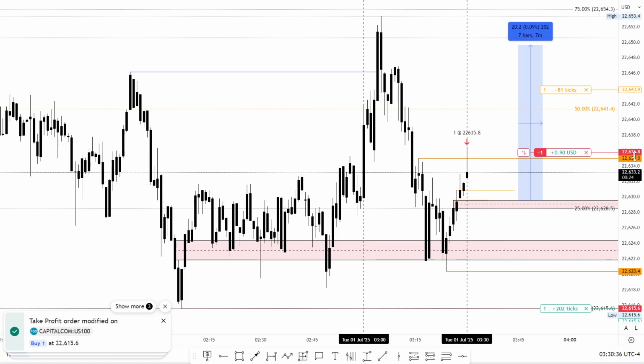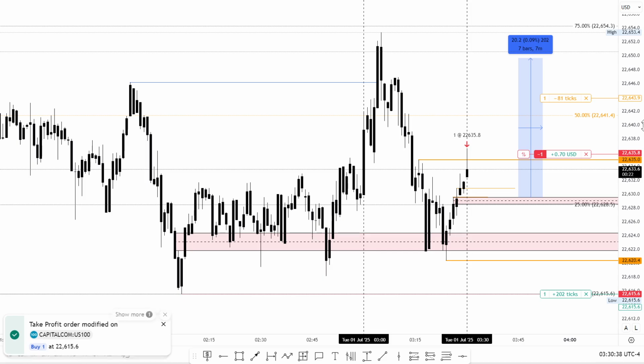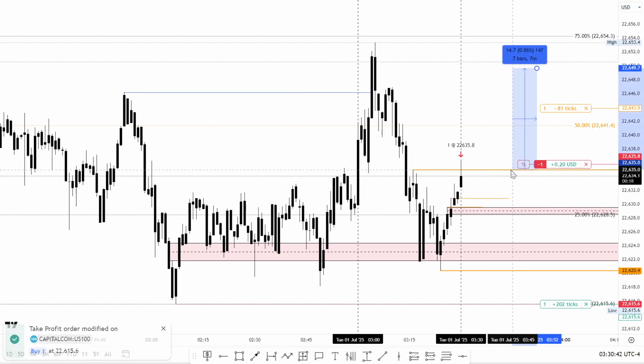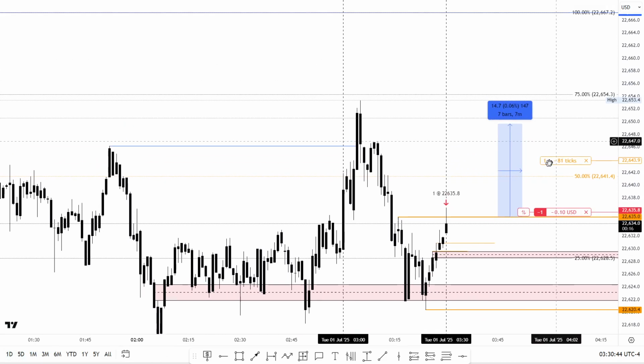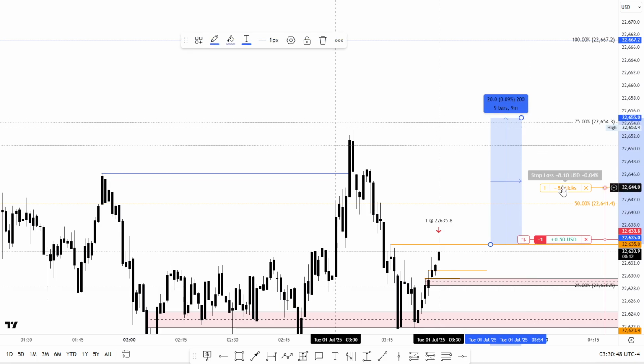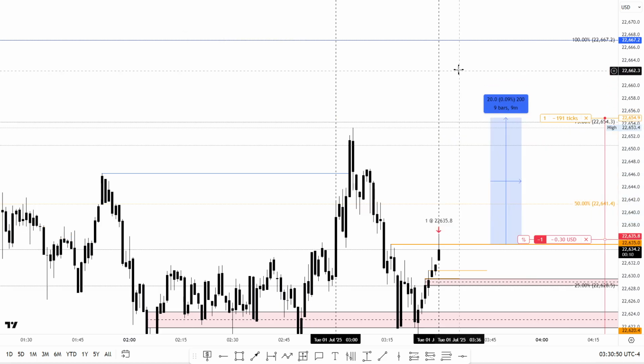And is this 81 ticks? What the hell is this? Hold up, let me do the math here. What the hell is this that I'm seeing here? We use 20 handles here. There's 20 handles right above here. Okay, that's scary. That's so scary.